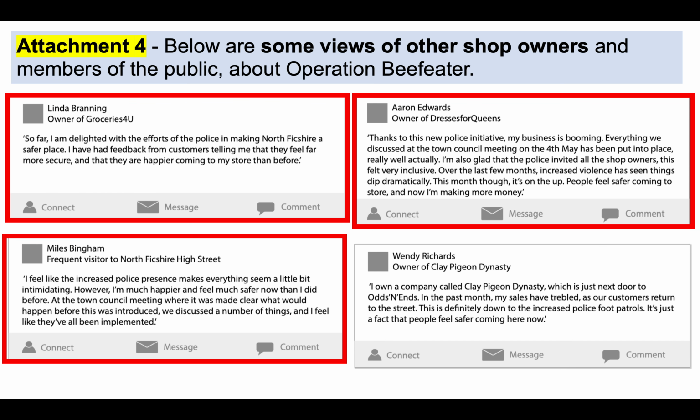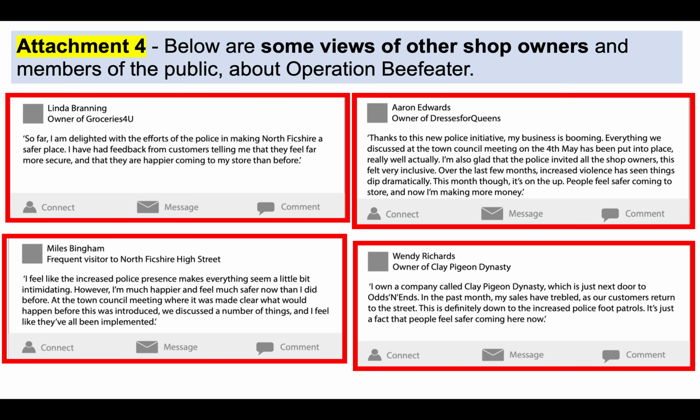It says over the last few months, increased violence has seen things dip dramatically. This month, though, it's on the up. People feel safer coming to the store and I'm now making more money. Wendy Richards, finally, owner of Clay Pigeon Dynasty, says, I own a company called Clay Pigeon Dynasty, which is just next door to Odds and Ends, which is Shirley's shop. In the past month, my sales have trebled as our customers have returned to the high street.